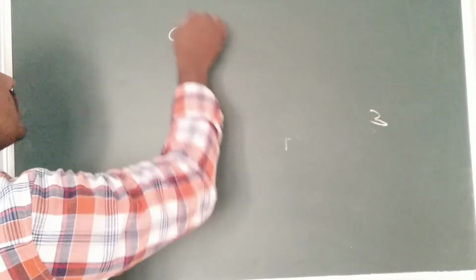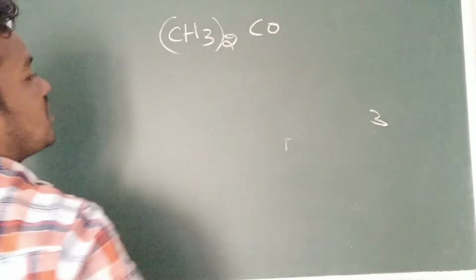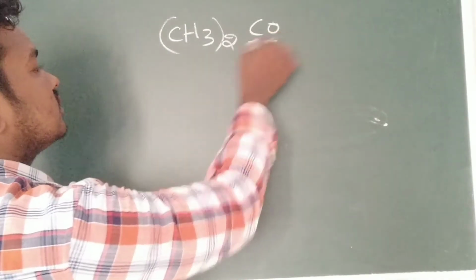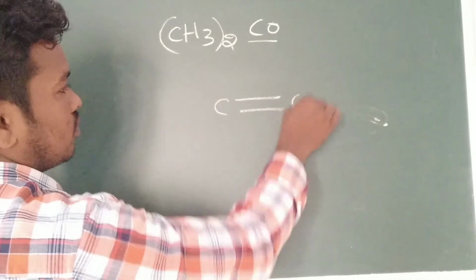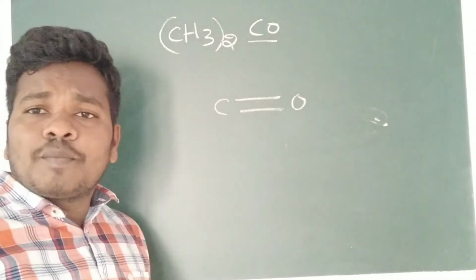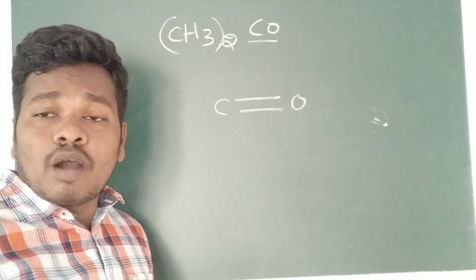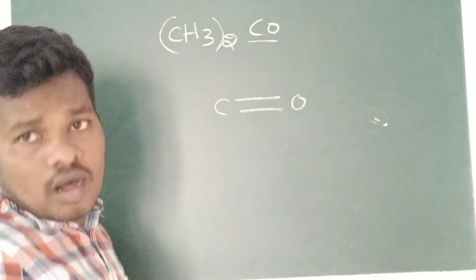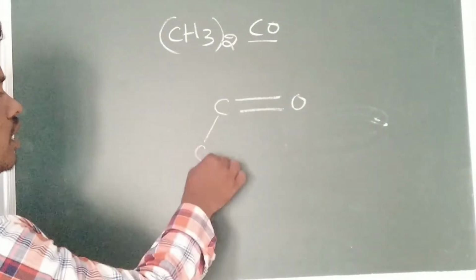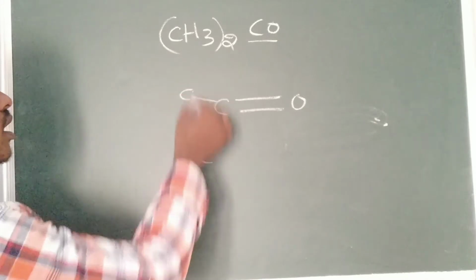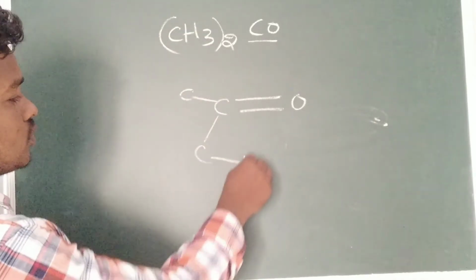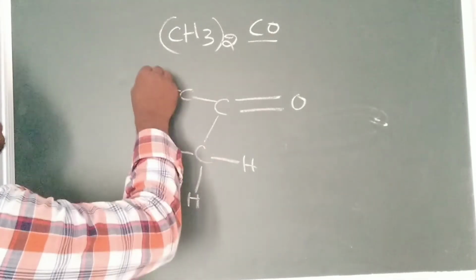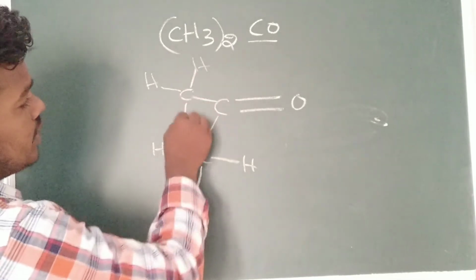Calculate the hybridization of each carbon in the given molecule. So first take the C double bond O. What is the valence of carbon? How many bonds will carbon form? Carbon will form 4 bonds. Out of 4, 2 bonds are with the oxygen, 1 bond with a carbon, and another bond also with a carbon. Again carbon, methyl, hydrogen, hydrogen, hydrogen. This one also has hydrogen, hydrogen, hydrogen.